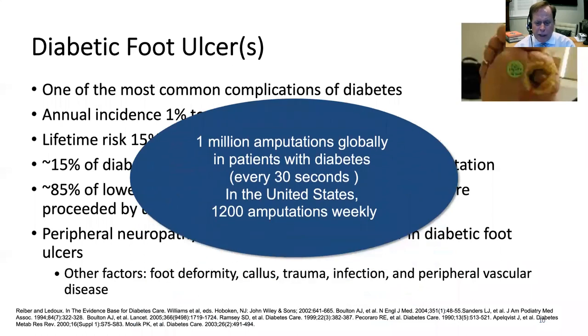There are 1 million amputations globally in patients with diabetes. That is calculated at 1 every 30 seconds. So if you think about how long we're having this conversation, every 30 seconds, someone in the world is losing a piece of their body to this illness.